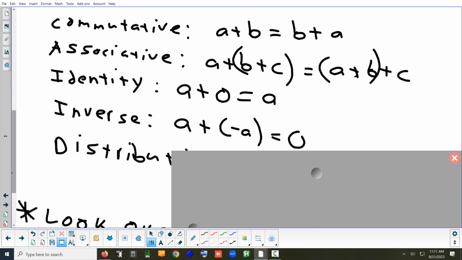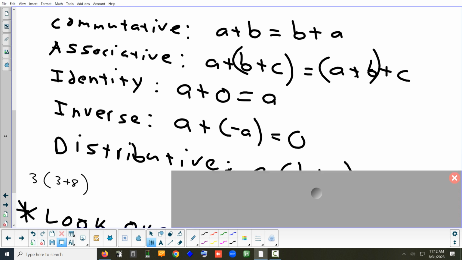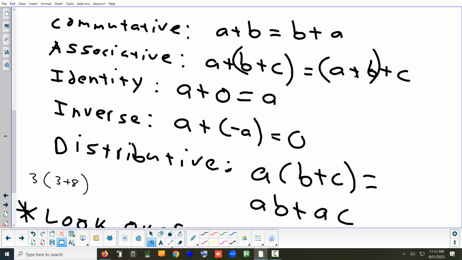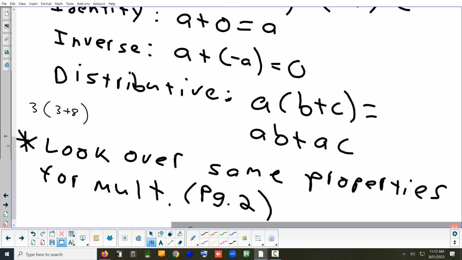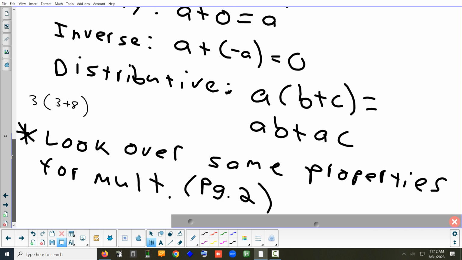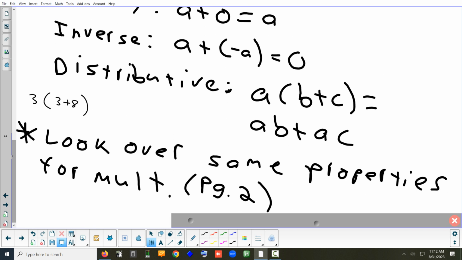And the distributive property, this is when you multiply something on the outside by each term on the inside. A lot of these properties, with the exception of the distributive property, you can apply to multiplication as well. And they're all on page 2 in the book that's on screen. Any questions on those properties?